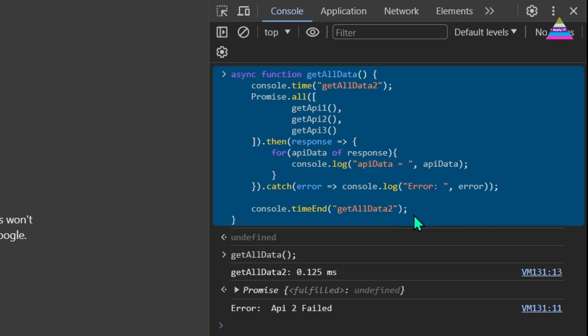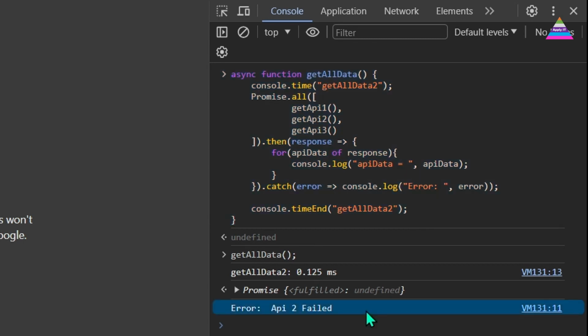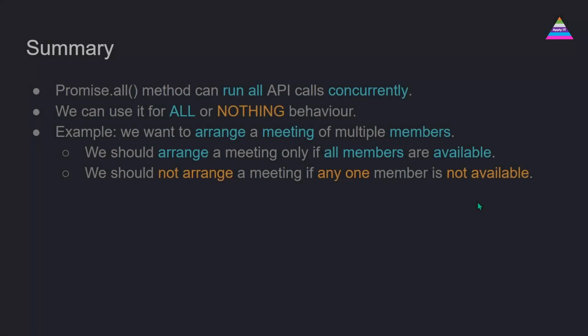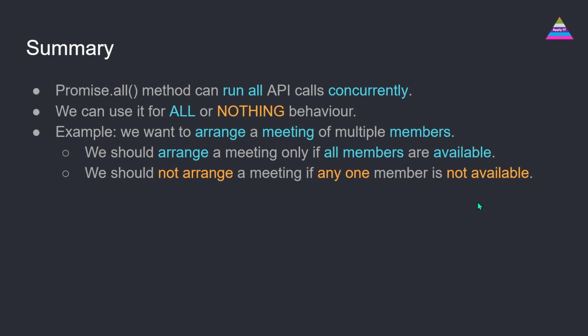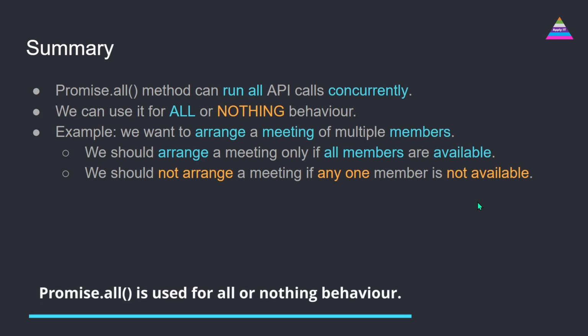So due to asynchronous behavior, when we use these then and catch callbacks, the time that is spent in the activity is a fraction of a second. We understood the use of then and catch versus the await keyword in our previous videos. So let's summarize. The Promise.all method can run all API calls concurrently. So we can use it for all-or-nothing behavior.